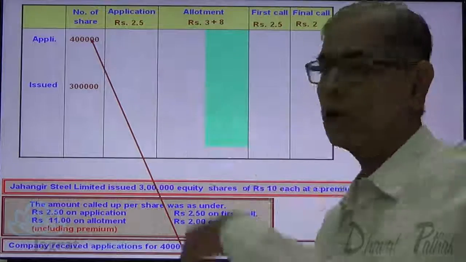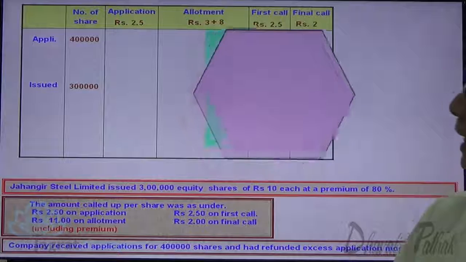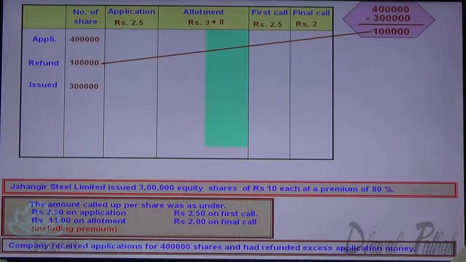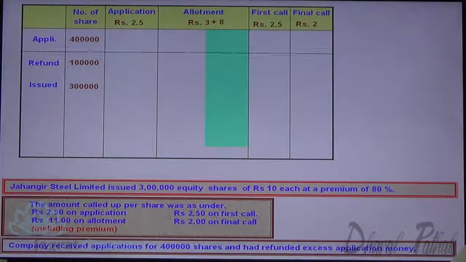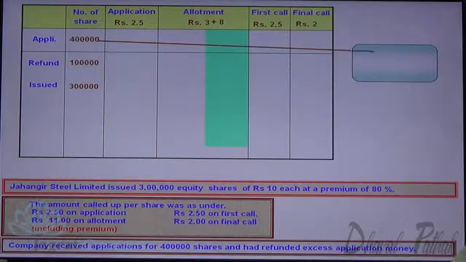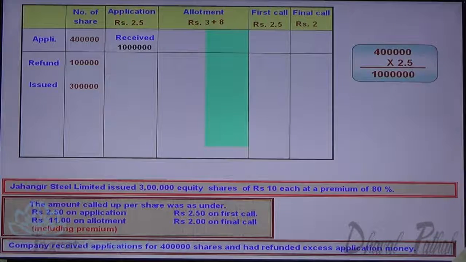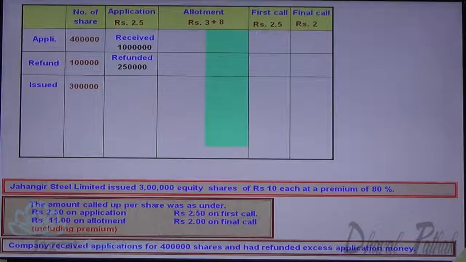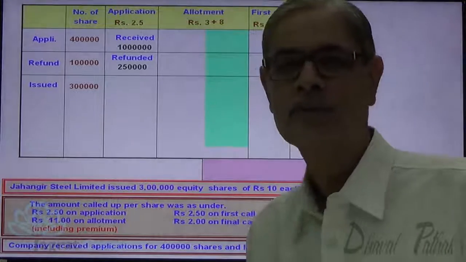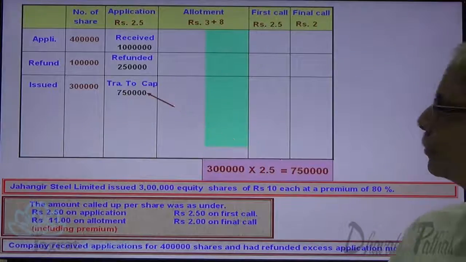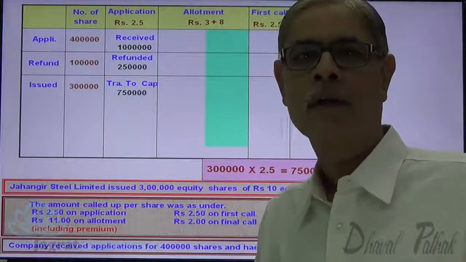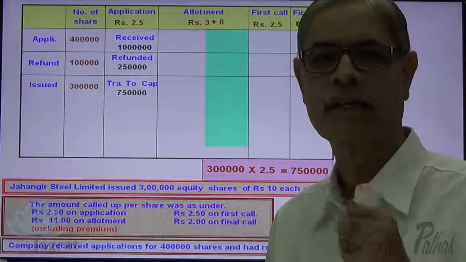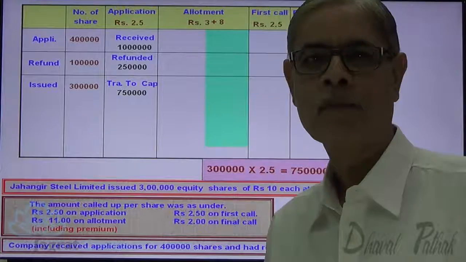Now we have received applications for 4 lakh shares. So how many are the excess applications? 4 lakhs minus 3 lakhs. This is refunded. Now what's the amount received with application? 4 lakhs into 2.5. Amount refunded 1 lakh into 2.5. Transfer to capital account 3 lakh into 2.5. This is how the working for entries for share application is done. 2 entries are there for share application. This is the working that I have prepared for application entries.